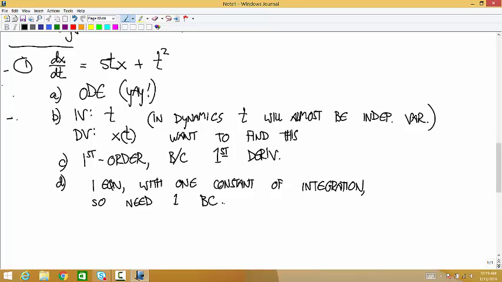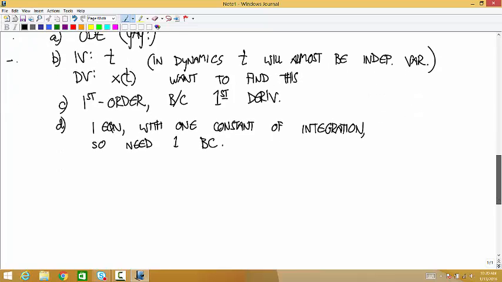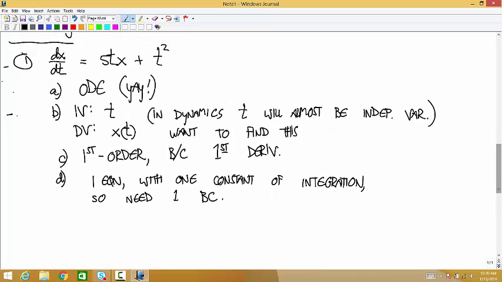And that'll be in the form of, like, when time is equal to 0, x is equal to 5. It'll give you something to match those up. Do we have it in this case? No, I didn't give anything like that. So, any questions about that one?